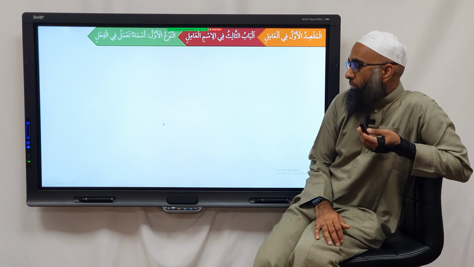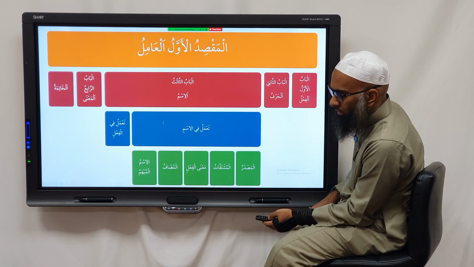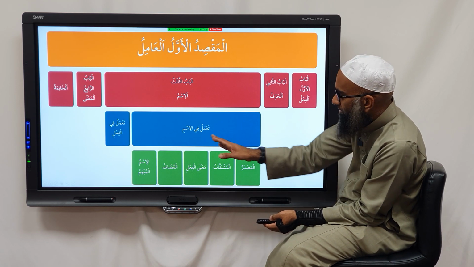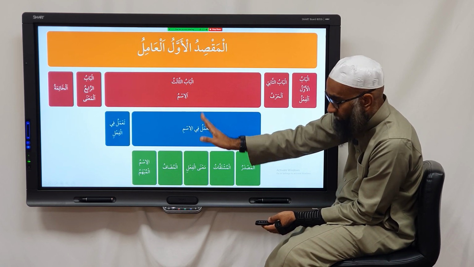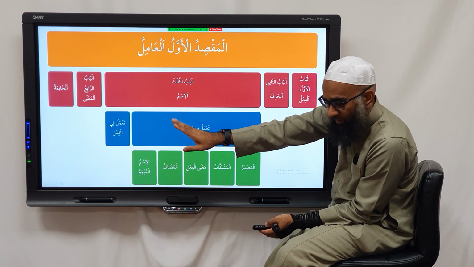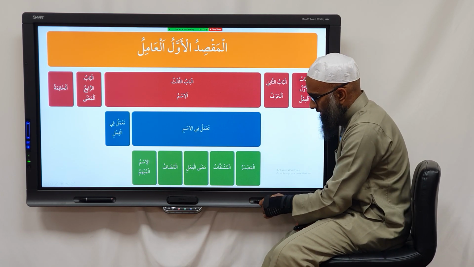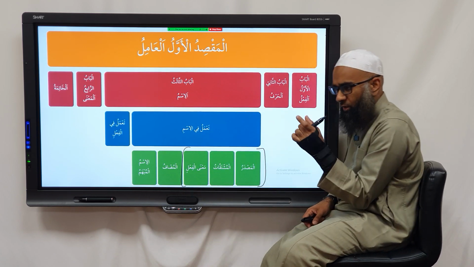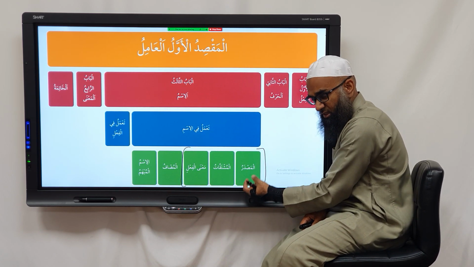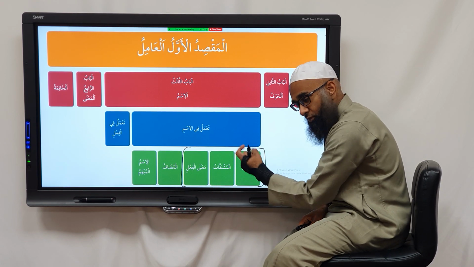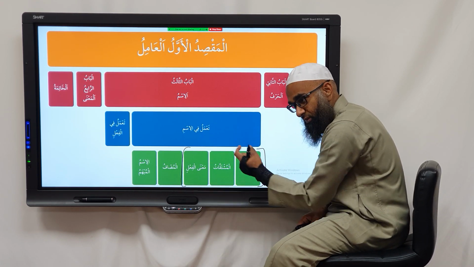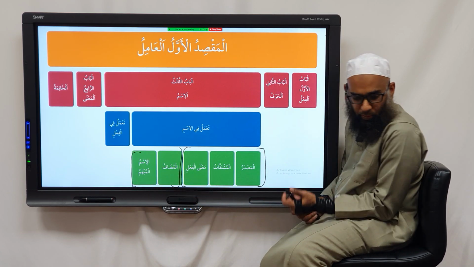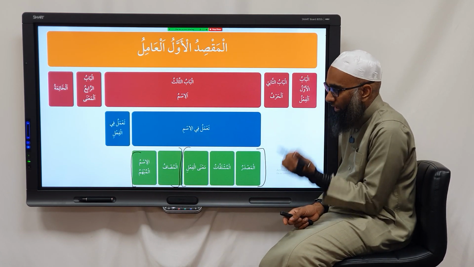The Ismul Amil either govern nouns, they govern other nouns, or they govern other fa'il. So yesterday we said that the three types of nouns that resemble verbs, either the masdar has a verbal meaning, the mushtaqat which have verbal meanings, or the ismul fa'il which have a verbal meaning, or two special nouns, either a mudaf or an ambiguous noun.